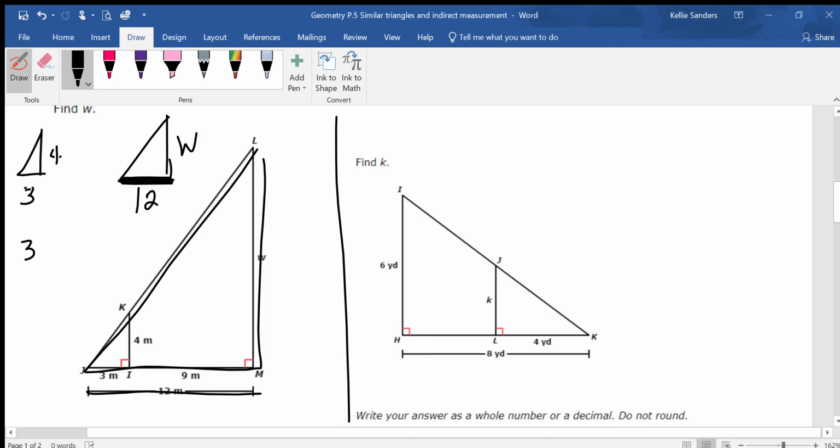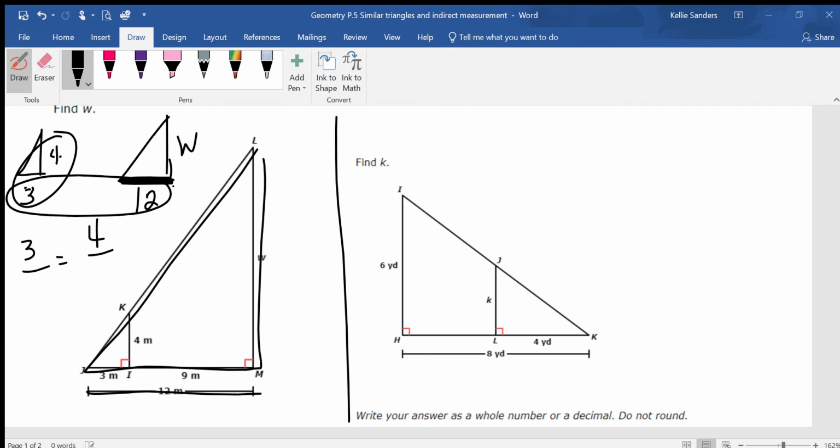So 3 and 4, because they come from the same triangle. 3 and 12, because they're in the same spot. So W is going to be under 4. If 3 over 12 is 1/4, then 4 over 16 is 1/4, or you can cross multiply and divide.